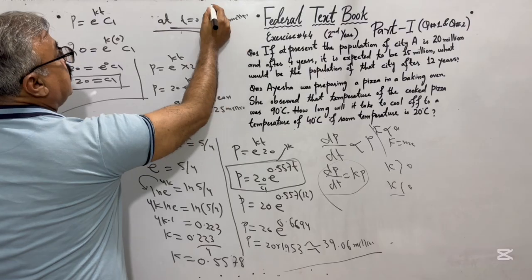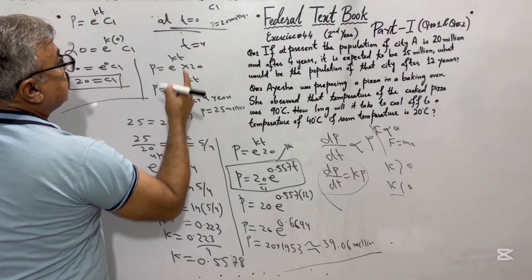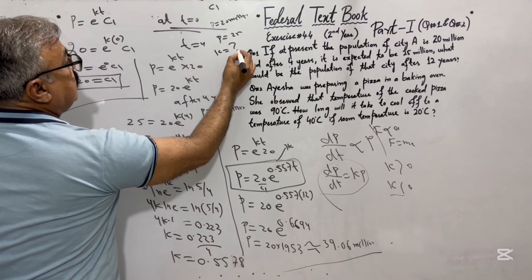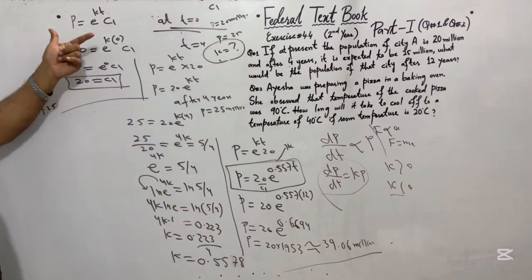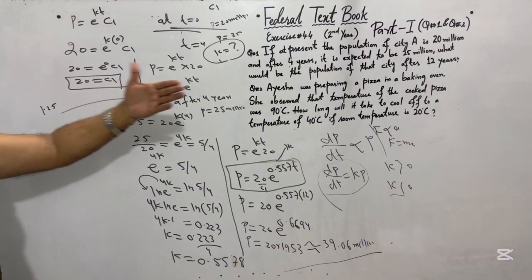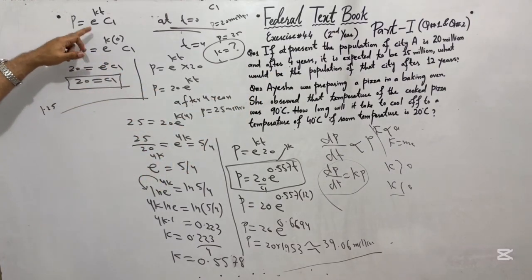That's the one condition we have used to determine a constant. Another condition: after 4 years, our population is 25. Utilizing this, we have found the value of K. These two constants, C1 and K, are involved in that equation, and we have determined them thanks to these two conditions given to us.